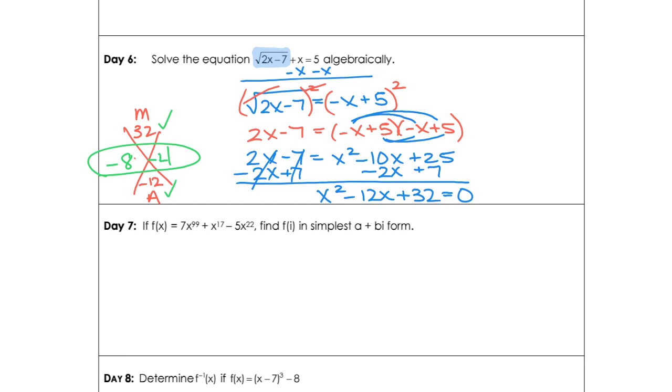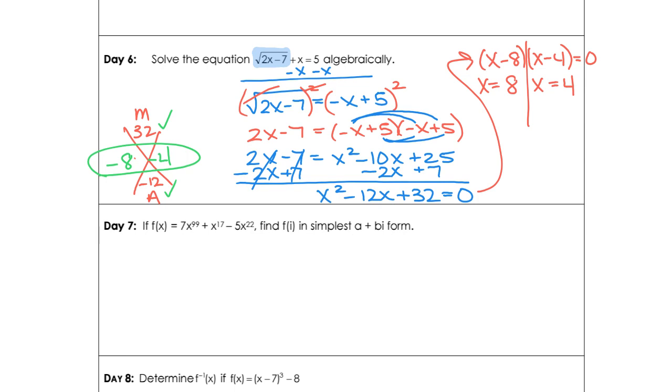Because this is an easy trinomial, we're going to factor it into x minus 8 and x minus 4, and we are equal to 0. That gives me a solution of positive 8 and a solution of positive 4. Hopefully you guys remember, though, that radical equations have what they call extraneous solutions that don't check into the original. So we're going to have to make sure that these solutions can both stay.